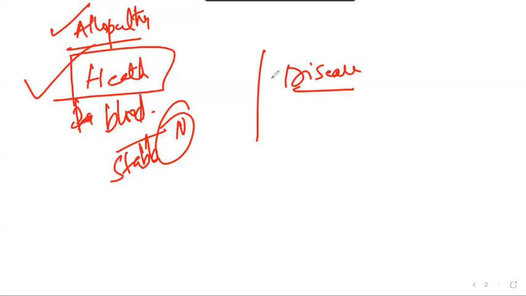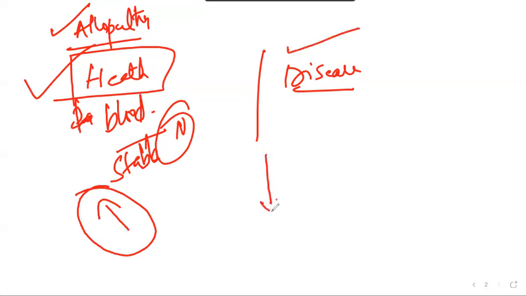What does it mean? It means that if a person has fever, the body temperature is raised, so the patient is in a disease condition. If the temperature is decreased, the patient is also in a disease condition. If your blood value, the normal HB percentage, is minimum above 11 or 12, and it is decreased below 10, it is a disease condition.